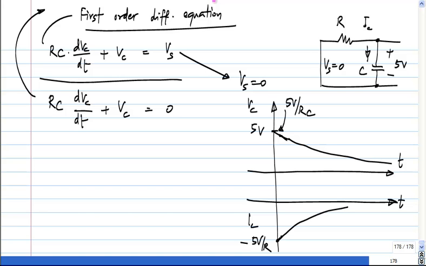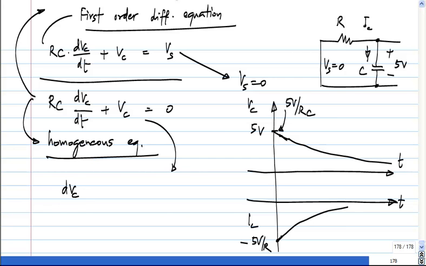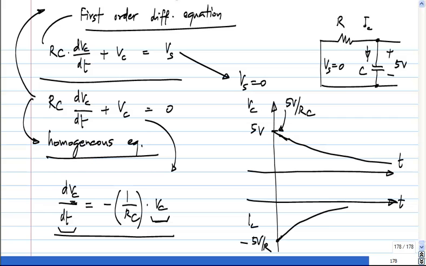Okay. And this one which has 0 on the right hand side, what is this? It's called a homogeneous differential equation. Okay, so in general, if you have only variables and 0 on the right hand side, that's called a homogeneous equation, right? So if I rearrange this now, I get, okay, so now we have this expression which says that the derivative of some variable Vc is some constant minus 1 by Rc times the same variable.